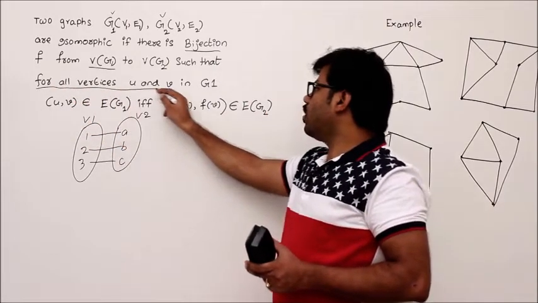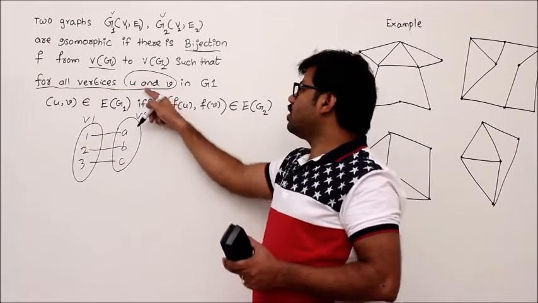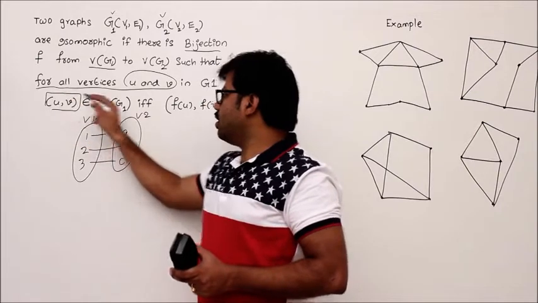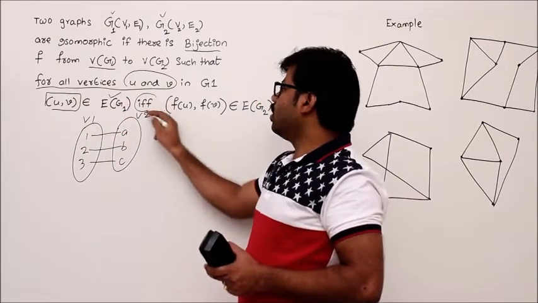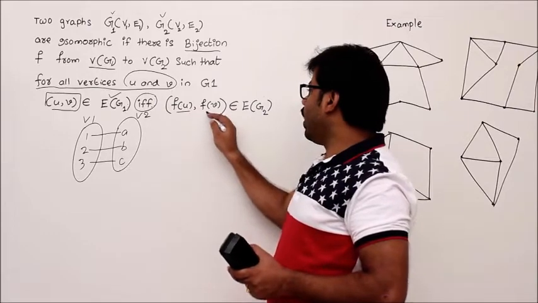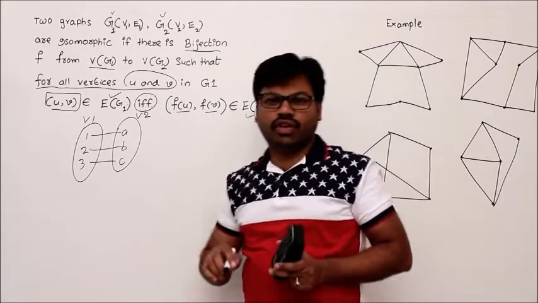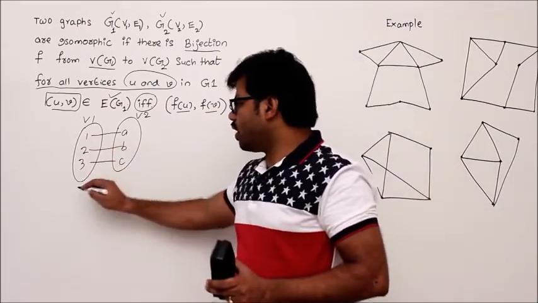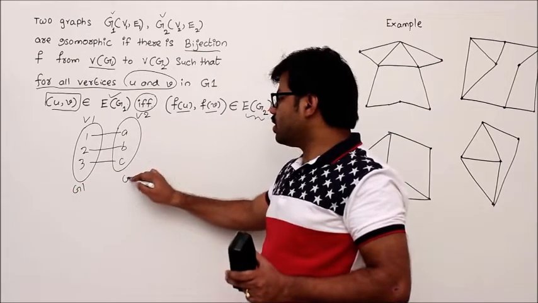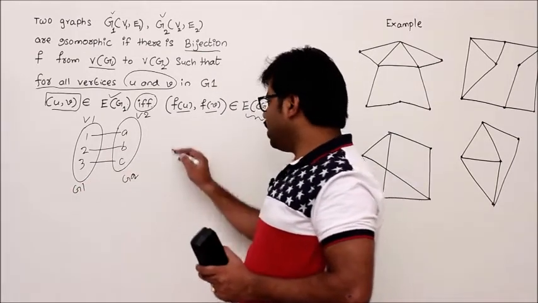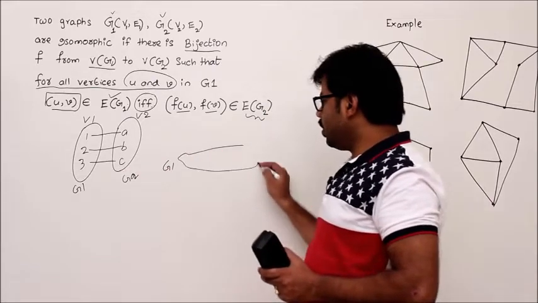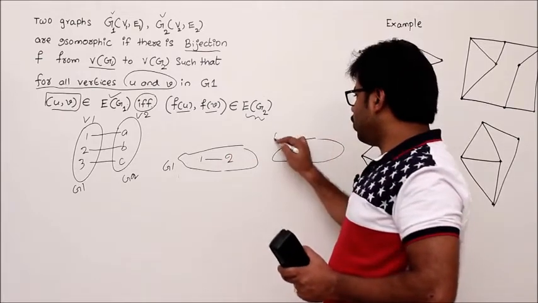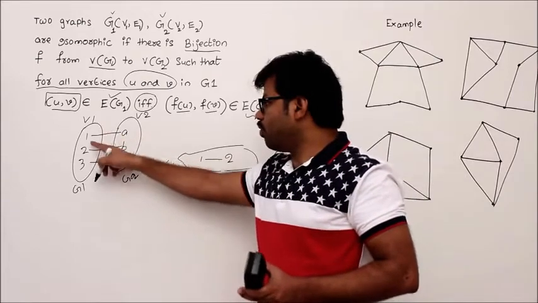What is that? For all vertices u and v in G1, whatever two vertices you take in graph G1, if u comma v is an edge in graph 1, then that should happen if and only if f of u, f of v belongs to the edge set of graph 2. For example, 1, 2, 3 are vertices of graph 1, and A, B, C are vertices of graph 2. In your graph G1, just for example, there is an edge from 1 to 2. Then this is, let's say, graph G2. Now, according to this mapping, what is f of 1?